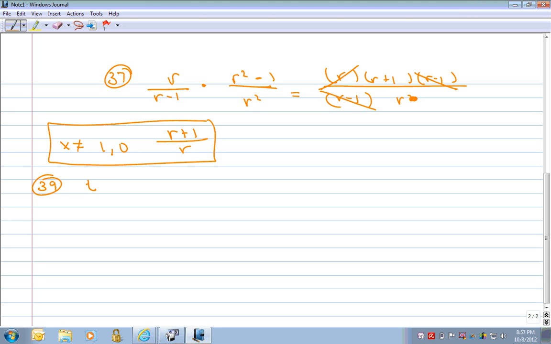Let's look. So we have t squared minus t minus 6, over t squared plus 6t plus 9, and we're going to multiply by t plus 3 over t squared minus 4. Alright, let's just factor one at a time. At the top, you have t and t. Multiply to negative 6, add to negative 1. That would be a negative 3 and a positive 2.